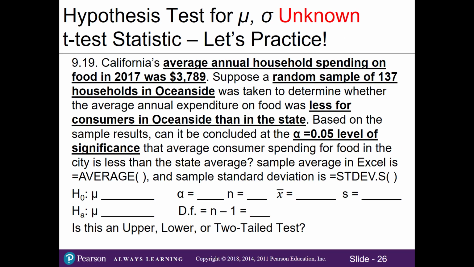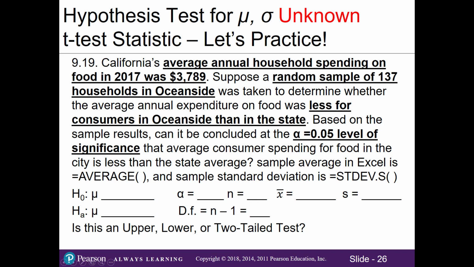So let's go ahead and look at problem 19. It's actually one of our homework problems. I've modified it slightly for the lecture. California's average annual household spending on food in 2017 was $3,789. Suppose a random sample of 137 households in Oceanside was taken to determine whether the average annual expenditure on food was less for consumers in Oceanside than in the state. Based on the sample results, can it be concluded at the alpha of 0.05 level of significance that the average consumer spending for food in the city is less than the state average?